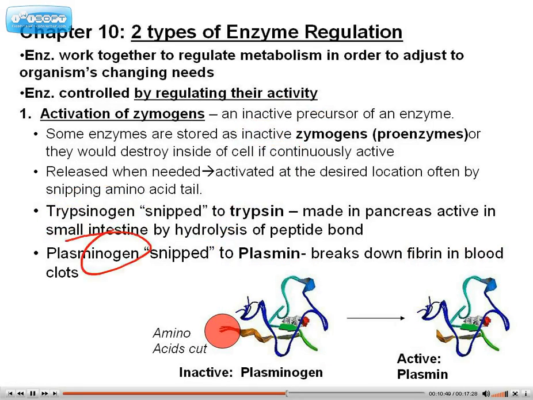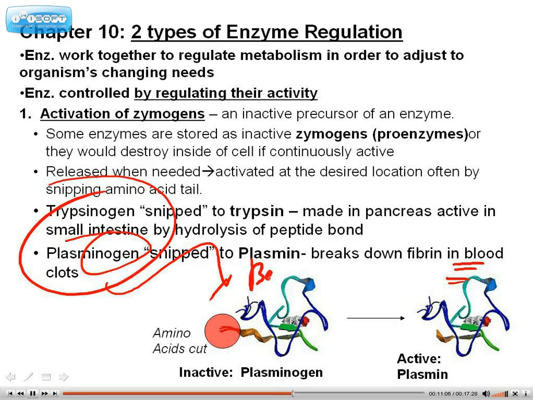Plasminogen is another example. You only want it breaking down fibrin when you need to get rid of a blood clot. So you wouldn't want to get rid of a blood clot as soon as you cut yourself, for example, only after the body has a chance to heal. So know these two examples, know the names before, and know the names after. Before they're cut, plasminogen, trypsinogen. After they're cut, trypsin and plasmin.